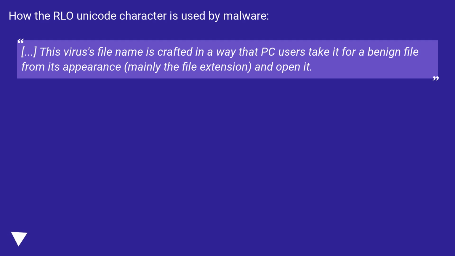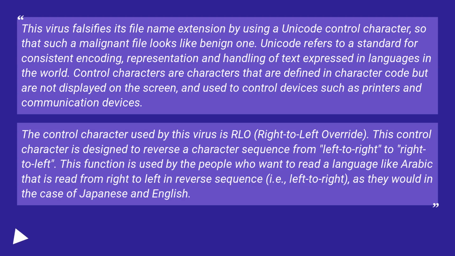How the RLO Unicode character is used by malware. This virus's file name is crafted in a way that PC users take it for a benign file from its appearance, mainly the file extension, and open it. This virus falsifies its file name extension by using a Unicode control character, so that such a malignant file looks like a benign one.